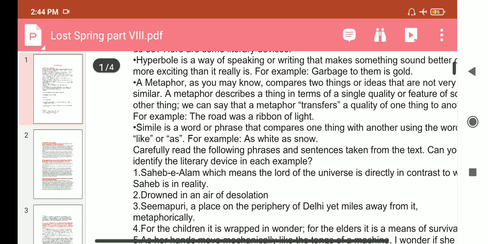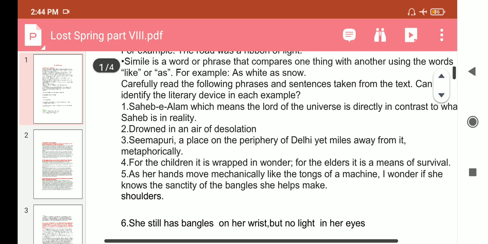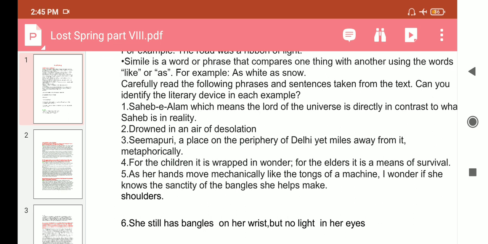Number second is, drowned in an air of desolation. And here the literary device which has been used is metaphor.